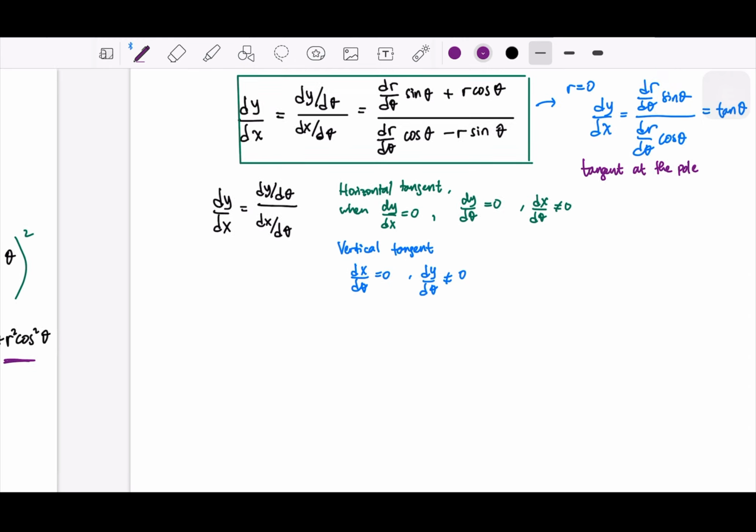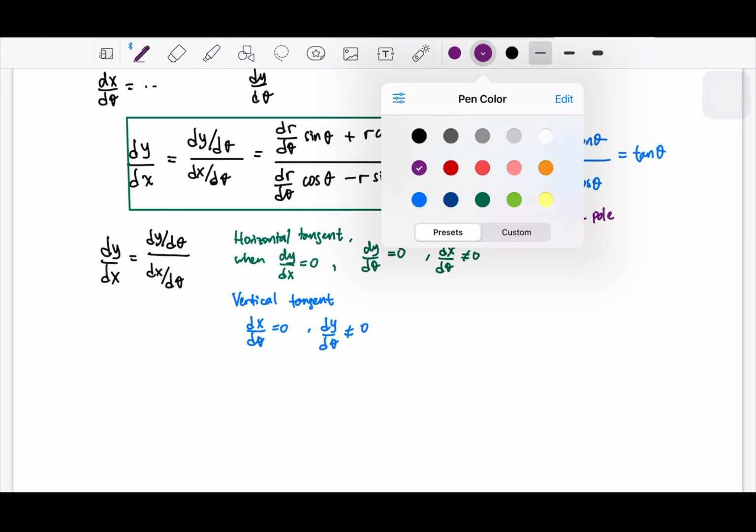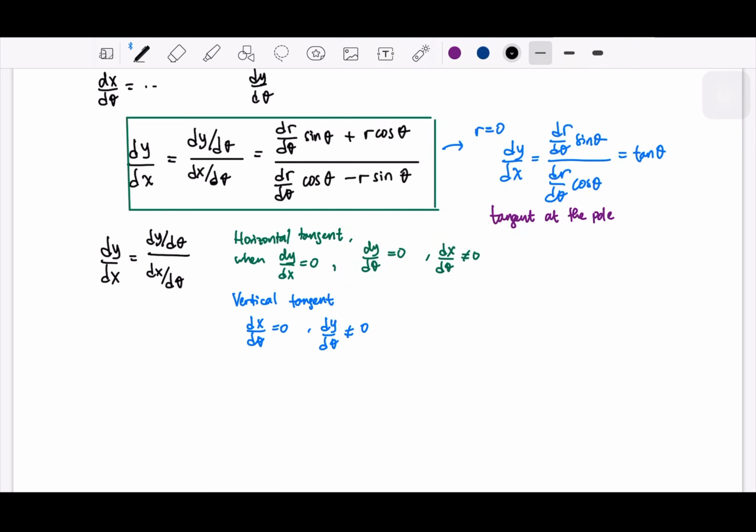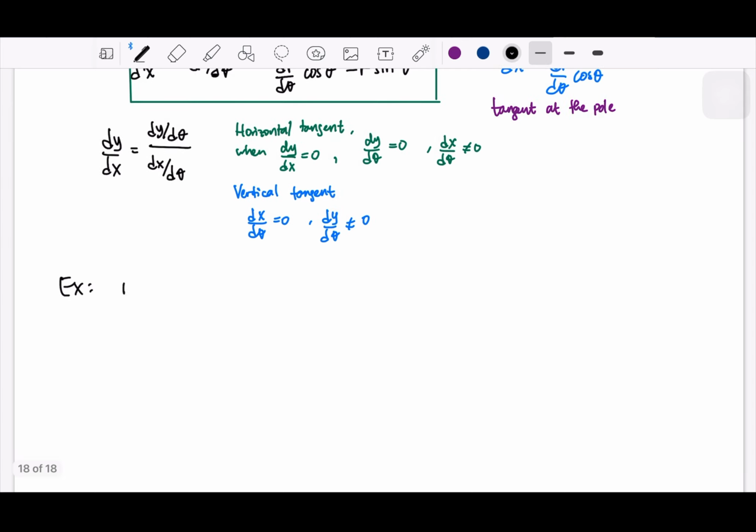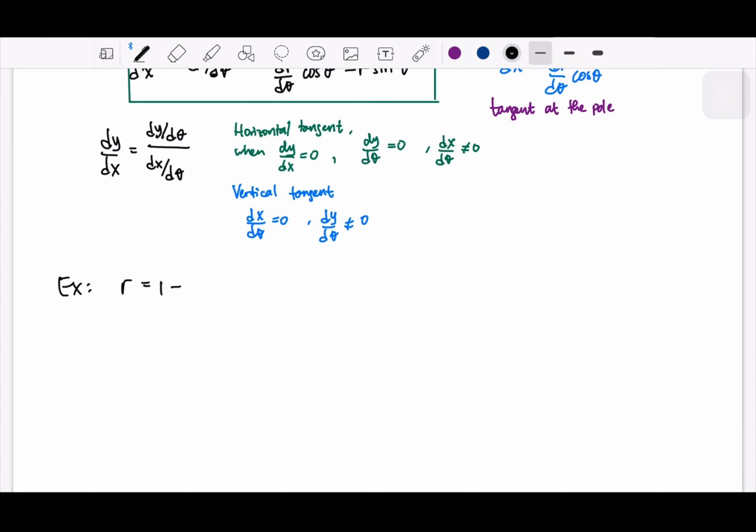Okay, maybe an example before we end the class. So let's say we have a cardioid, r equals 1 plus sine theta. We already sketched and drew it. Find the slope when theta is pi over 3.